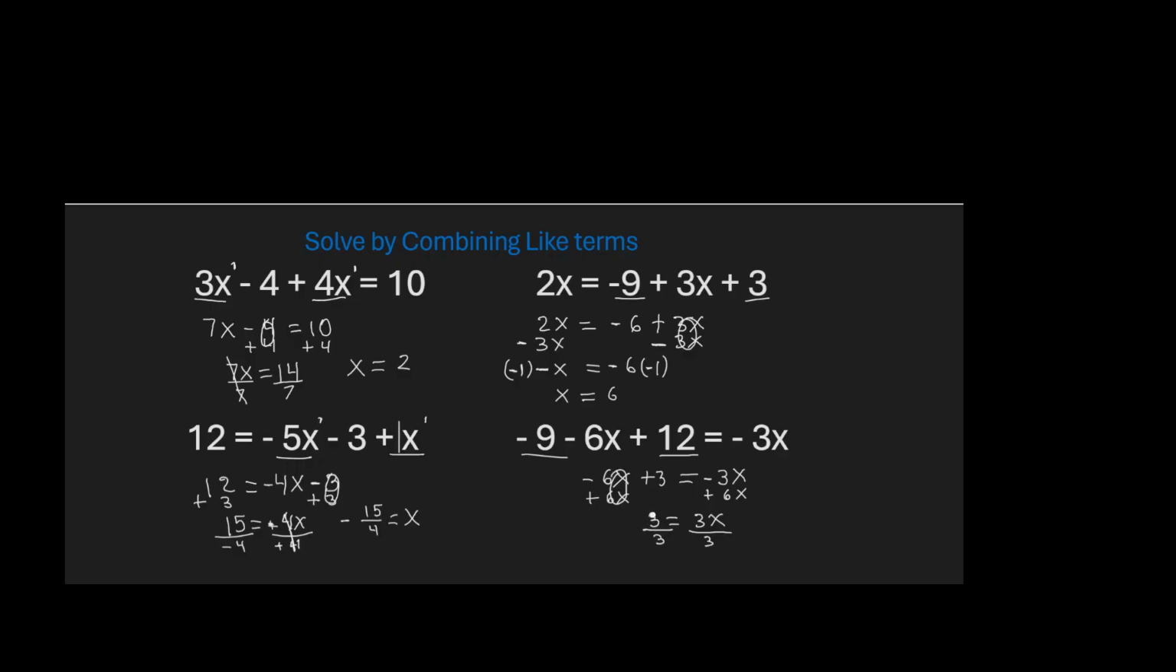Now 3 divides 3, you get 1. On the other side, 3 divides 3, you get 1. But this number 1 is going to be multiplying x. 1 times x. The answer is going to be only x. And that's how we solve for x by combining like terms.